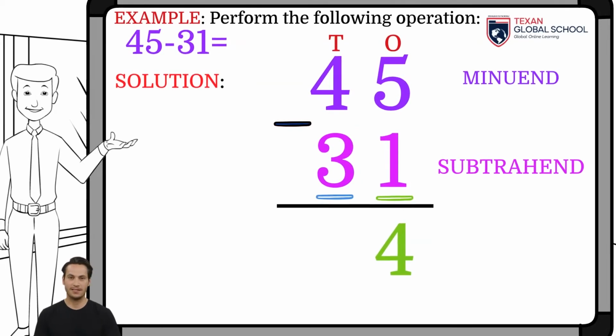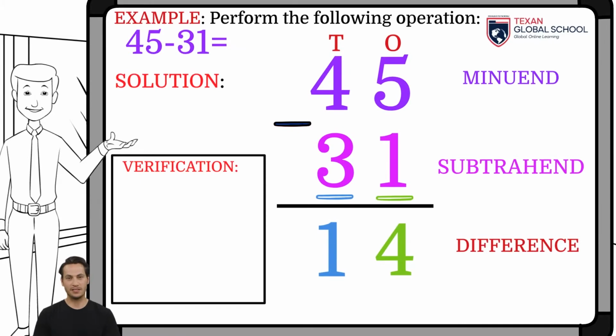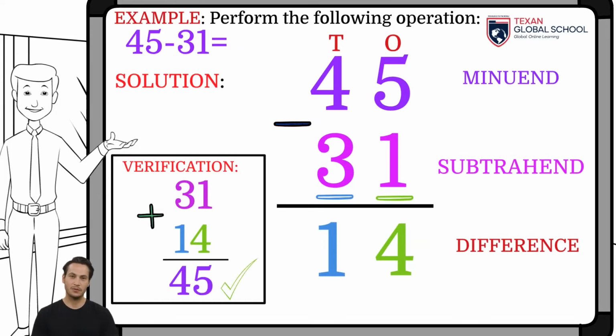Now, subtract the tens. Hence, we have that 4 minus 3 is 1. Therefore, 45 minus 31 is equal to 14. Let us remember from the previous axioms class that subtraction is the addition of the additive inverse of a number. Therefore, we can verify this operation by adding the subtrahend 31 with the difference 14. If the operation was performed correctly, the result is the minuend 45.